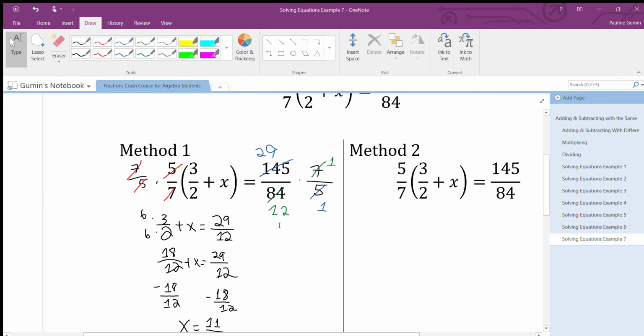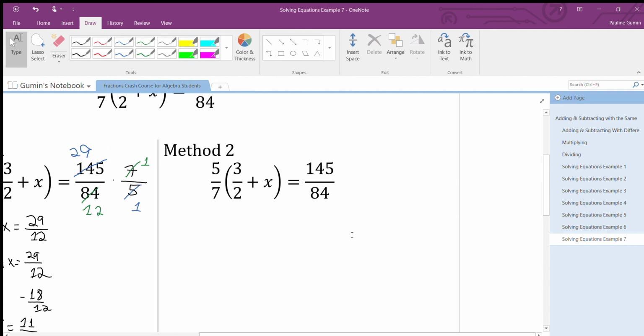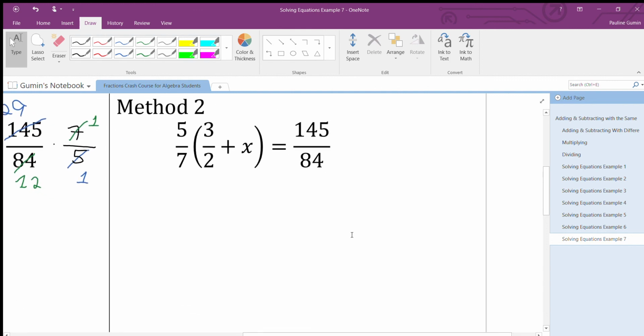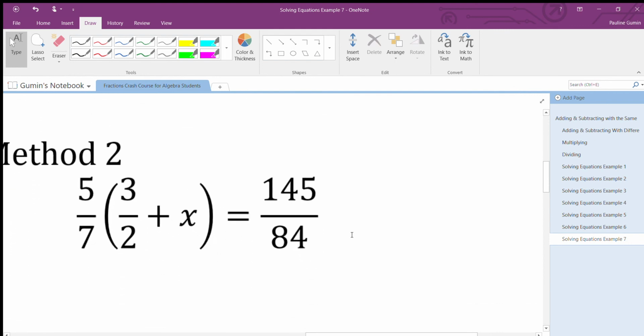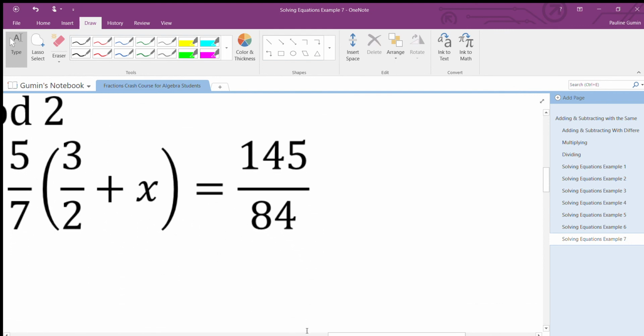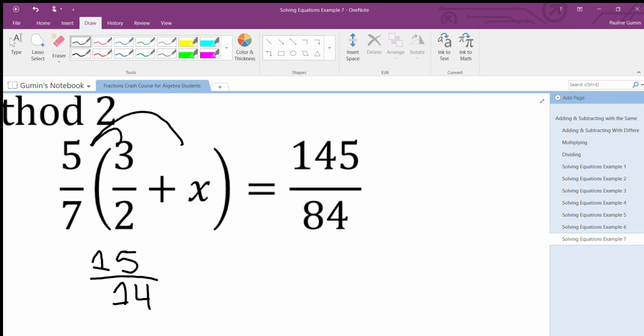Let's do it the other method. We're going to try and get rid of all the fractions. Now what I'm going to do first in this method is get rid of the parentheses by distributing so we can see what our fractions are, and then get rid of the denominators. Okay, so I have 15 fourteenths plus 5/7 x.